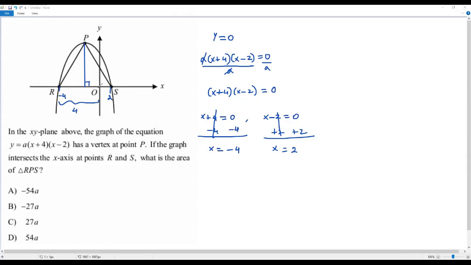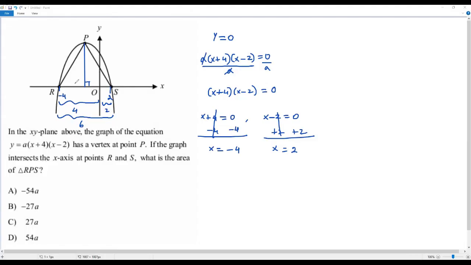And here, what is the distance from the origin to this point S? That is 2. So when I add this 4 and 2, I am getting the distance from R to S. That is the length of the line segment RS. That is 6. So this 6 is the base of the triangle. Okay, here I got the base of the triangle.